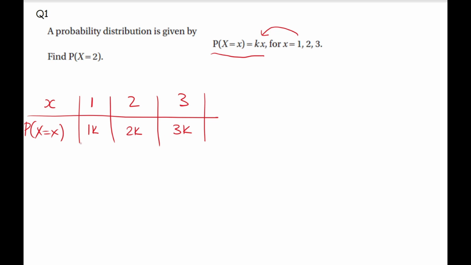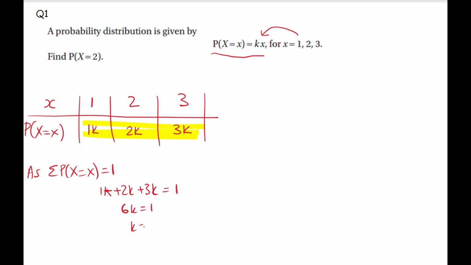Now, as mentioned, one of the key properties of a probability distribution is that all of these probabilities need to add up to 1. So we write the sum of the probabilities is equal to 1, then what we know is 1k plus 2k plus 3k equals 1. So 6k equals 1, so k equals a sixth.